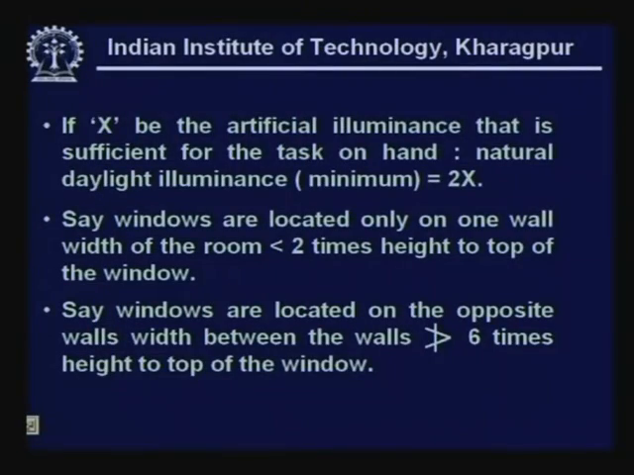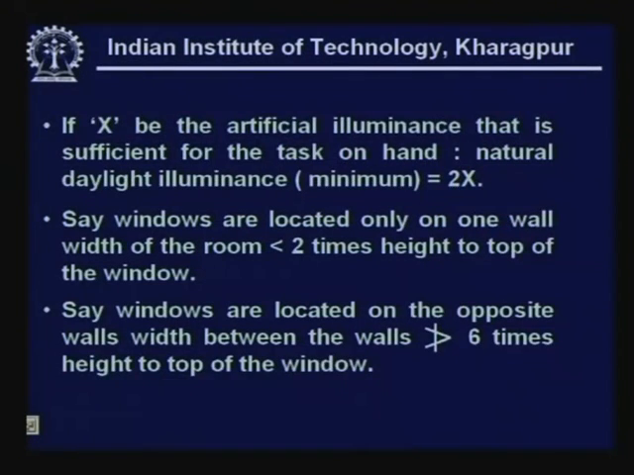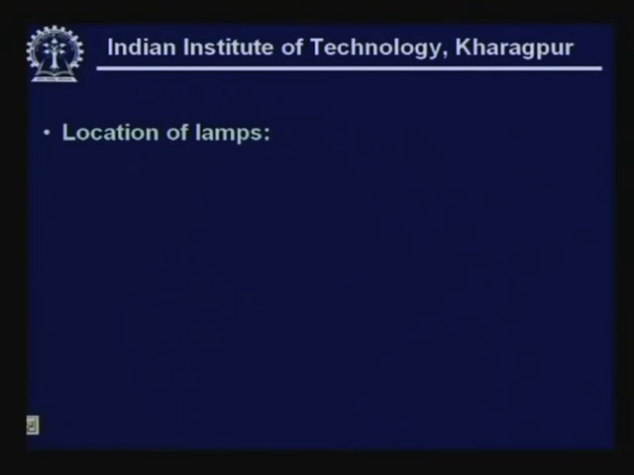On the other hand, if the windows are located on opposite walls, the width between the walls should not be greater than 6 times the height to the top of the window. Going by the same argument, if the top of the window is around 5 feet, 6 times that would mean 30 feet. So, it should be less than 30 feet between the 2 walls. These are some of the guidelines.